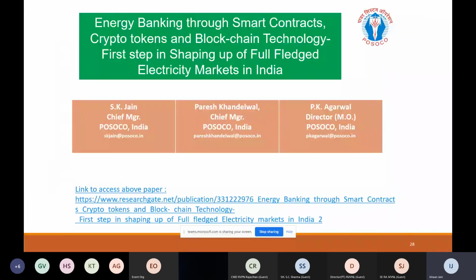This is the paper which we published, or presented, at IIT Mumbai. This is basically energy banking through smart contracts, tokens, and blockchain technology: the first step in shaping a full-fledged electricity market in India. This was probably the first paper on blockchain from the Indian power sector.